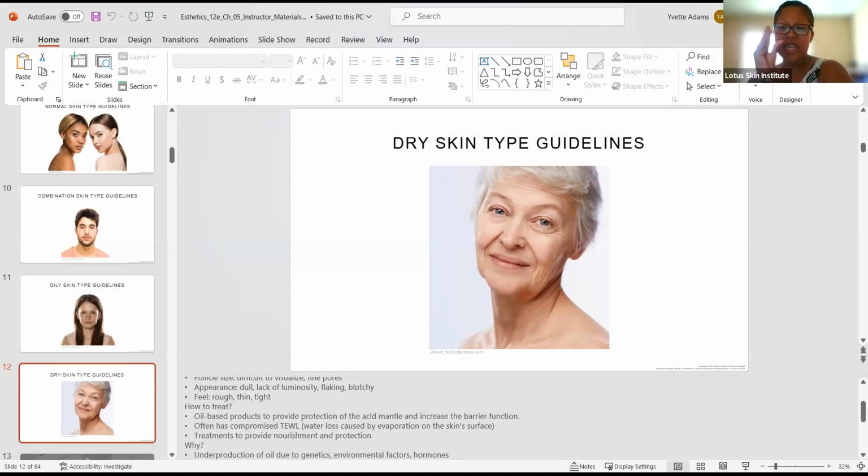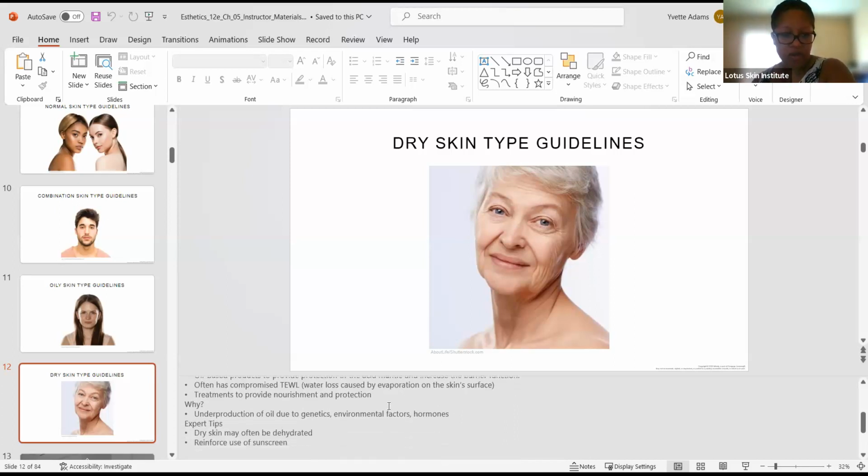Dry skin is often thinner. So when we're building up our acid mantle, we're building up our barrier or rebuilding our barrier, we want to apply products that are going to allow the skin to get a little bit thicker and more supple. So we're adding oil-based products in. Treatments that also provide nourishment and protection. Again, building up the barrier.